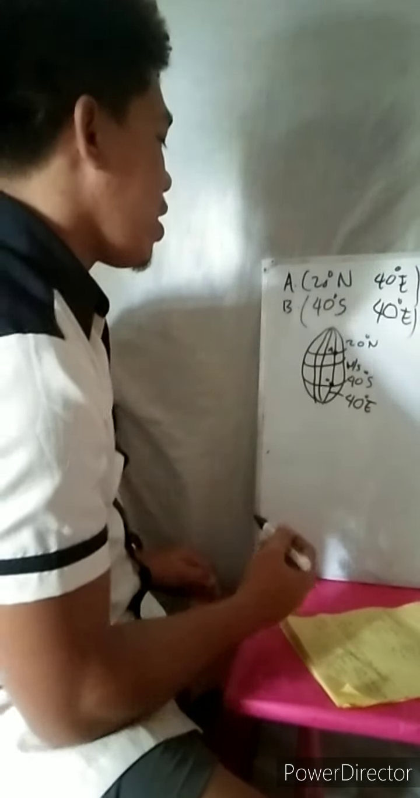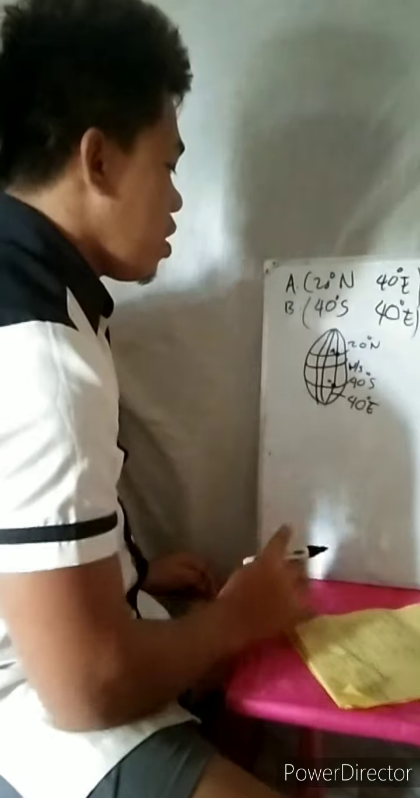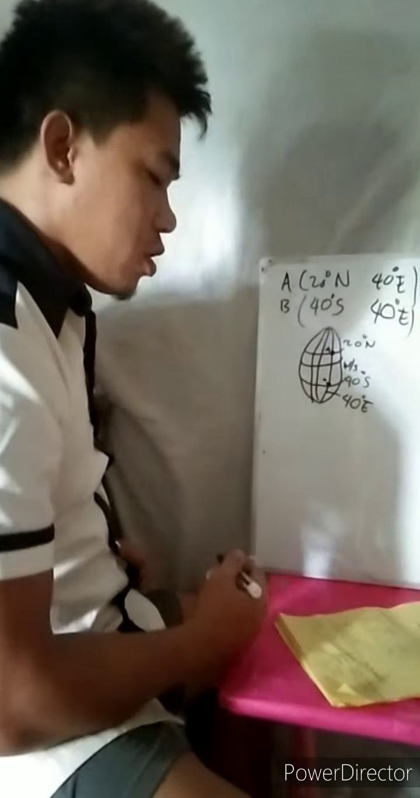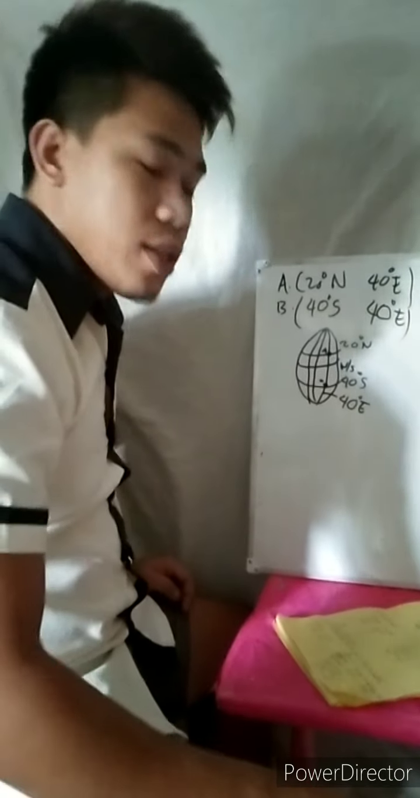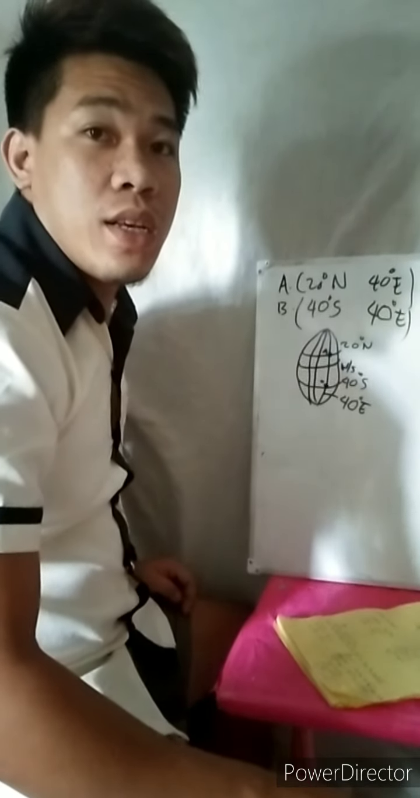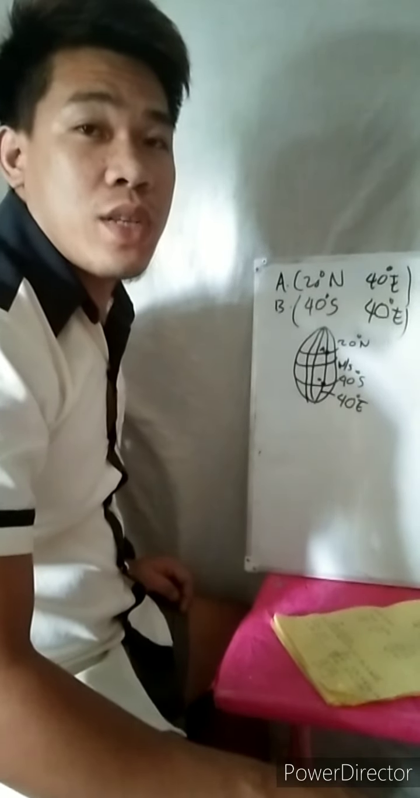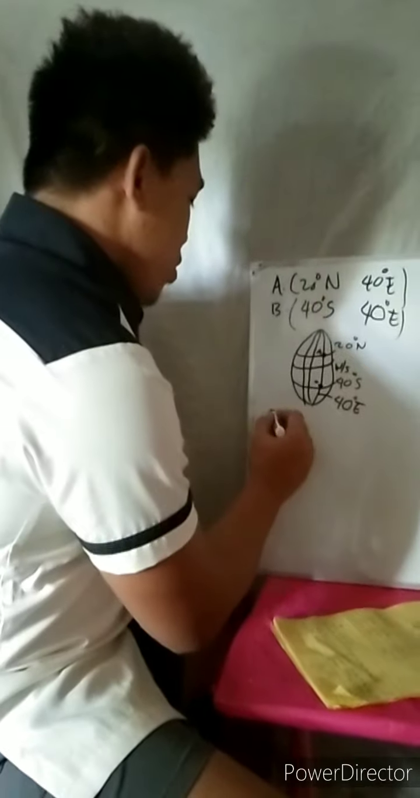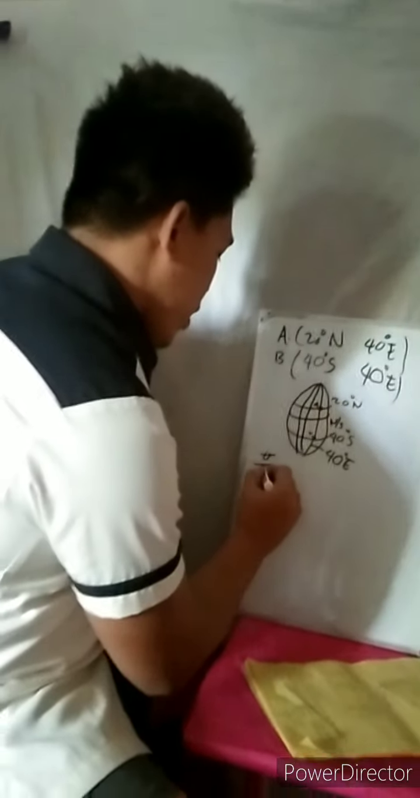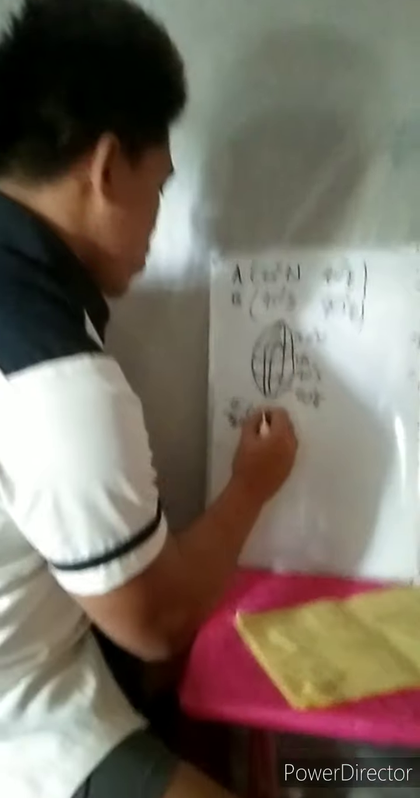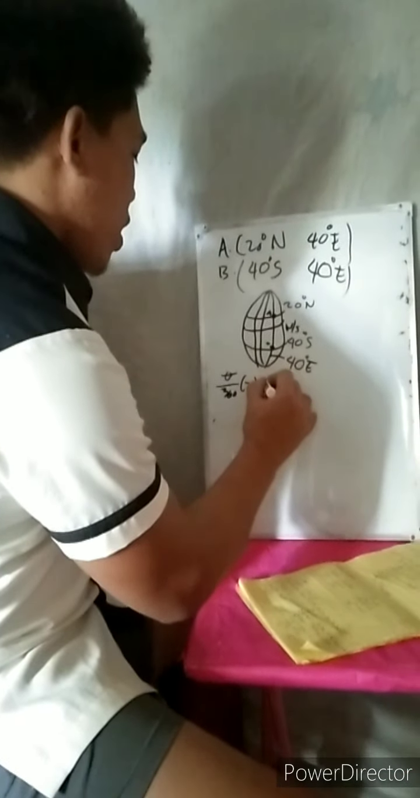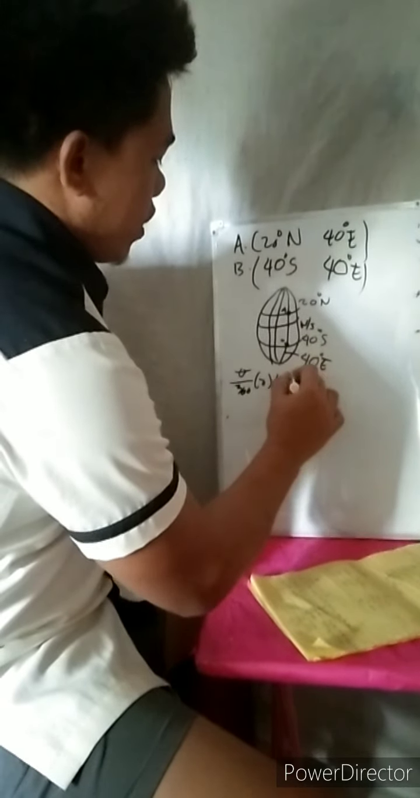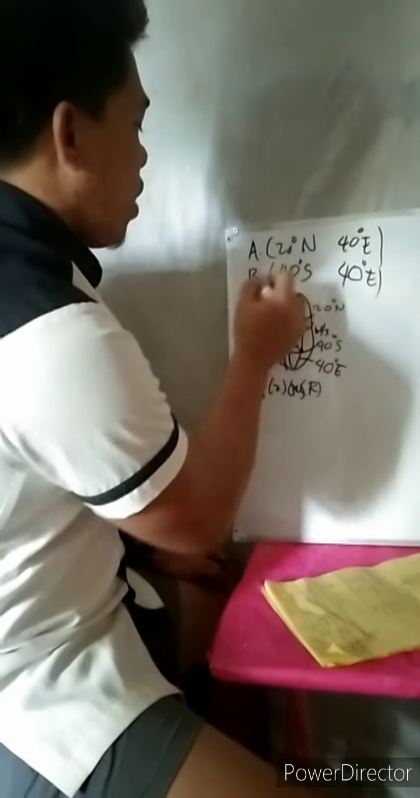So let's calculate ilang nga distance. So we shall use the radius of the earth as 6,370 km. Remember, the radius of the earth is 6,370 km. So gamito na nato by using this equation, theta over 360 times 2 pi r para makuha nato ang distance sa duha ka point.